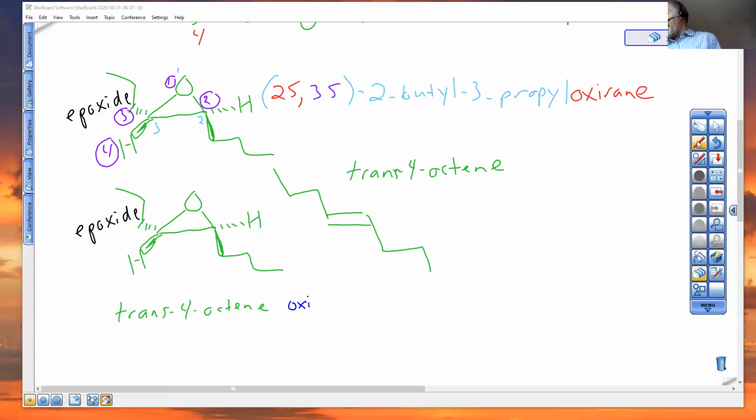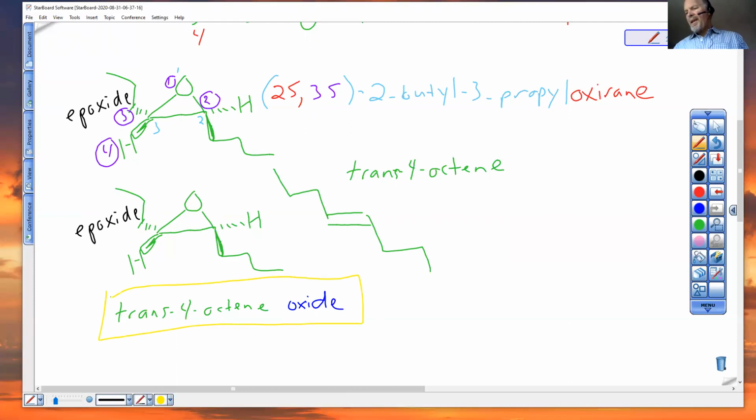D's and H's and E's need work. So the full answer is right there. On a test, if you were asked to name them and you gave me this name, I'll give you full credit. This one's got a little more information though, because trans-4-octene oxide could be this one or its enantiomer. You have to agree with that, right? And this one tells you which specific enantiomer it is.